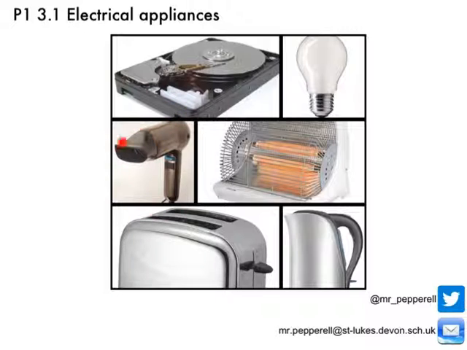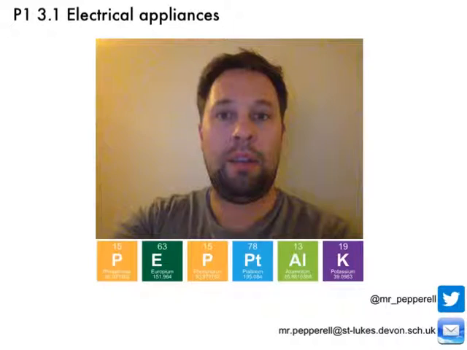So for example, you don't want a really noisy hairdryer. You don't want a light bulb that's going to transfer a lot of electrical energy into heat. You don't want a kettle that's going to get really hot on the outside. You don't want a hard drive that's going to make your laptop really hot. You want these appliances to transfer the energy into useful energy and not waste it. And that is the basis on which you choose your appliance.